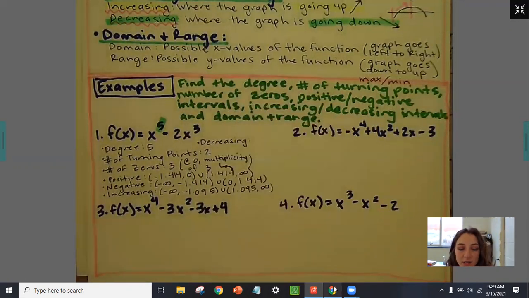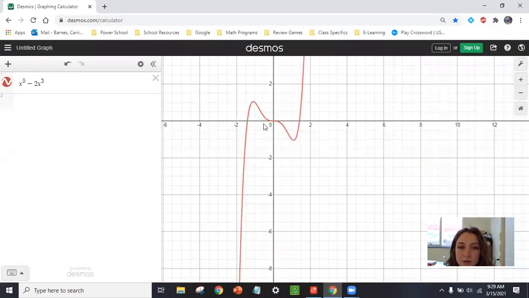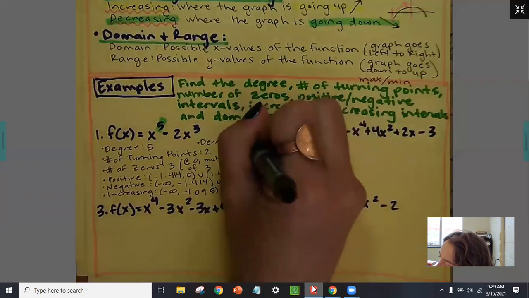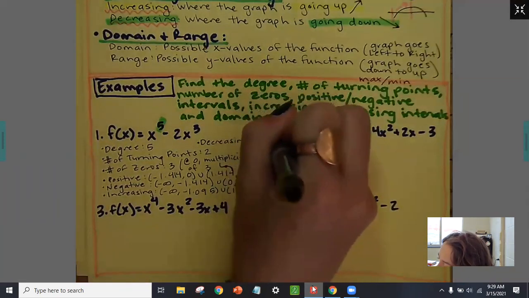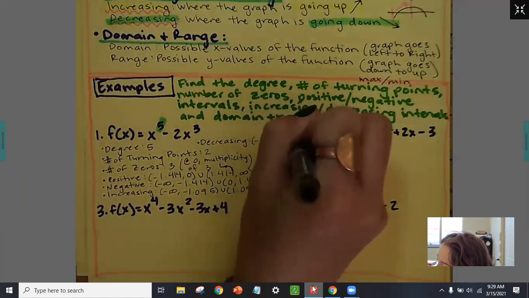All right, so our decreasing interval, there's really only one place where it's decreasing, and that is from this point right here all the way down to this one. So from negative 1.095 to positive 1.095. Okay, negative 1.095 to 1.095.